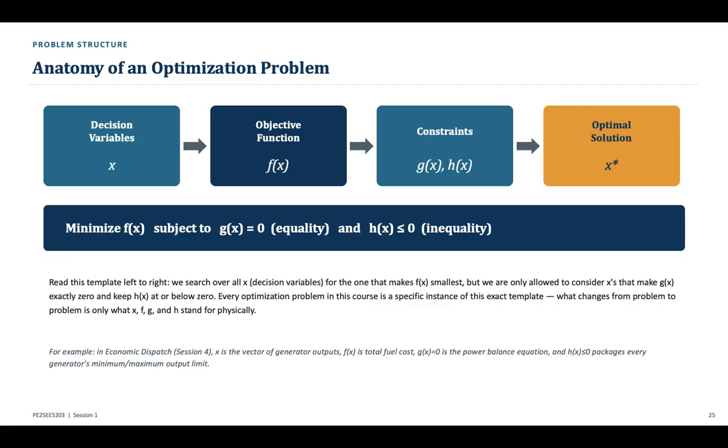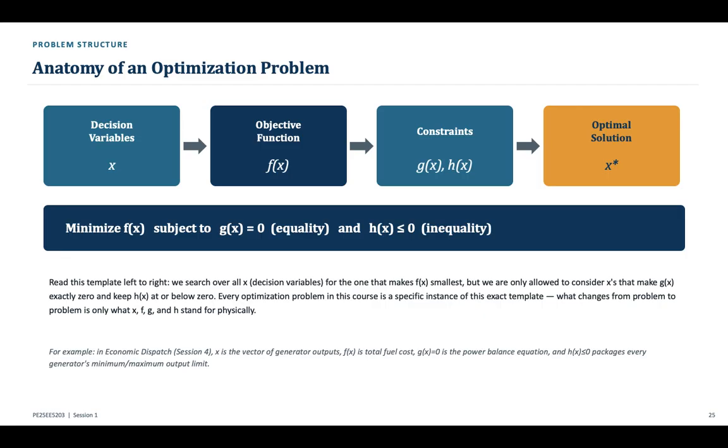Every optimization problem, however complex, is built from exactly four pieces. Design variables, or decision variables, denoted by x in this case. Then the objective function, denoted by f(x), a set of equality constraints denoted by g(x), and a set of inequality constraints denoted by h(x). Together they combine into the following template, which we should memorize: minimize f(x) subject to g(x) = 0, equality, and h(x) less than or equal to 0, inequality.